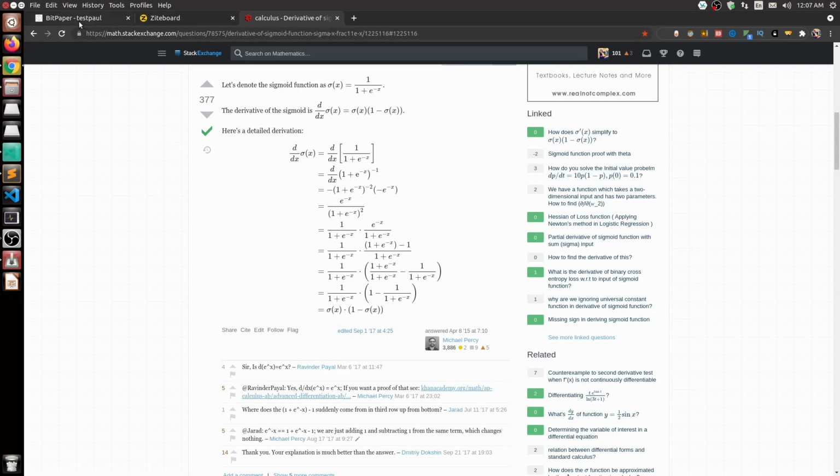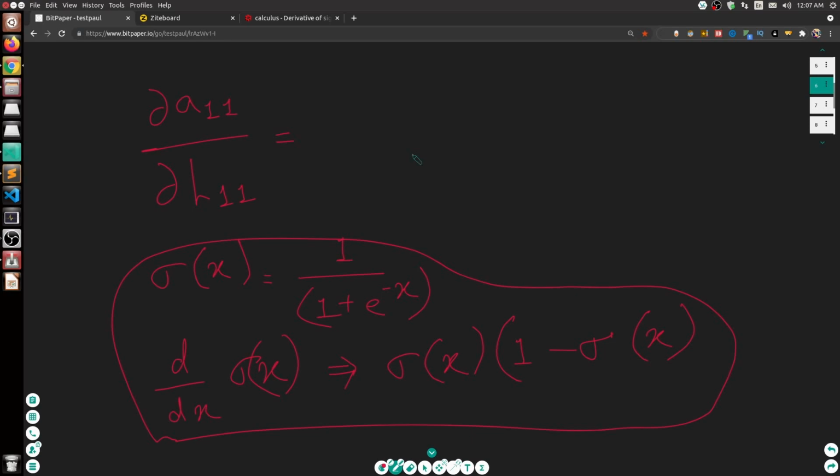So in our case, that means our del A11 with respect to del H11 would be A11 into 1 minus A11. Remember, the value of H is an input to the function A11. So that's how the sigmoid activation function is calculated. All right, so we are done with number 3 as well.